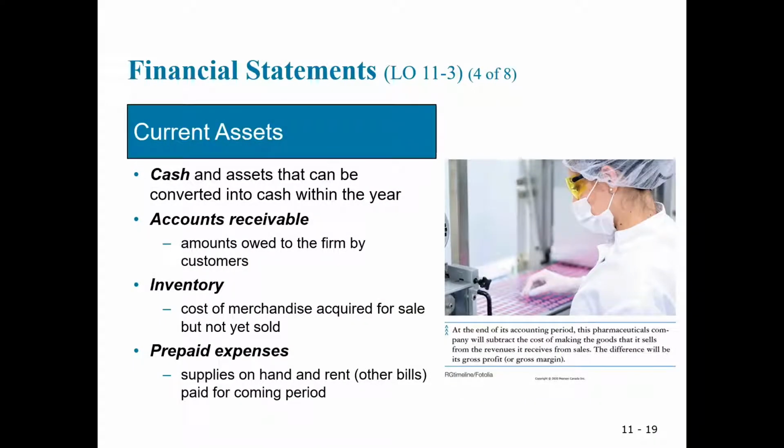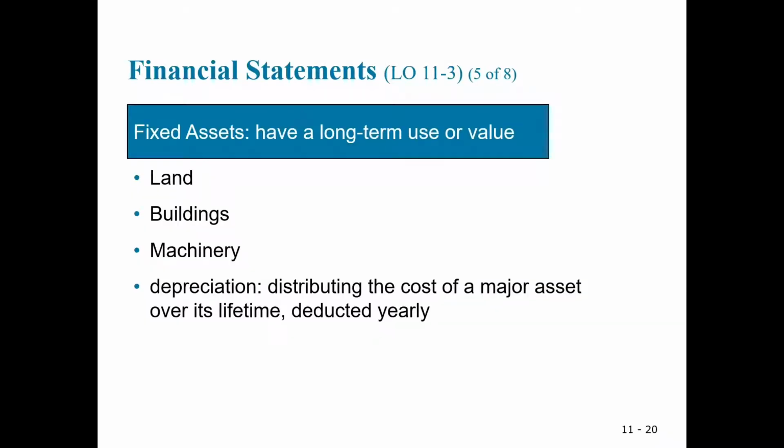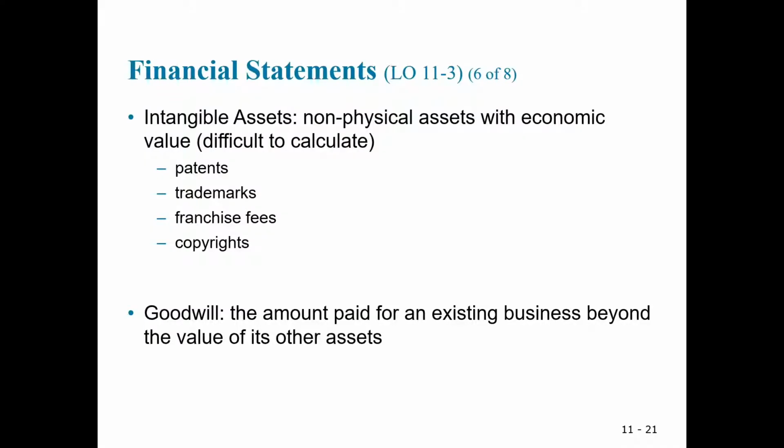Assets. Assets are what the company owns. Three types of assets are listed on the balance sheet, usually in order of decreasing liquidity, the ease with which they can be converted into cash. Current assets. These include cash, money in the bank, and assets that can be converted into cash within the year. Fixed assets. These include land and buildings. Intangible assets. These include the cost of obtaining rights or privileges such as patents, trademarks, copyrights, franchise fees, and goodwill.